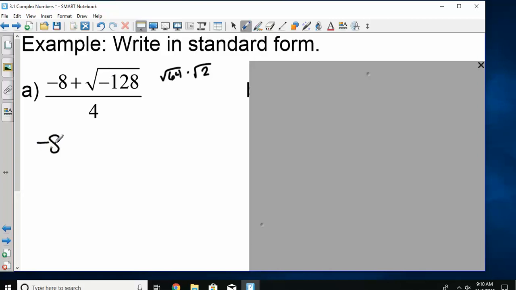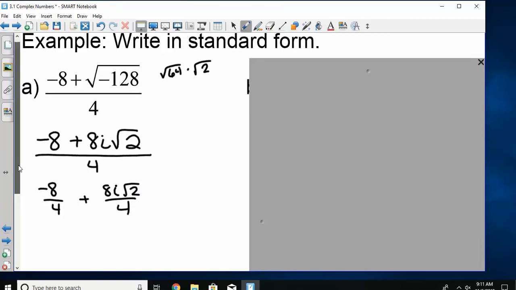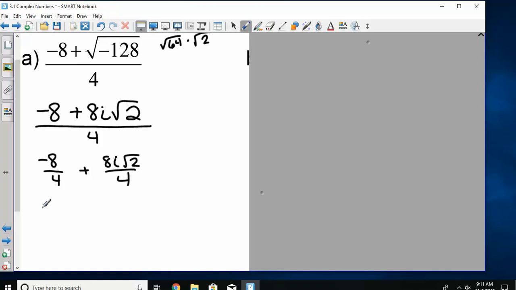So I have negative 8. Since there was a negative under here, what's going to come out? An i. Square root of 64 is 8, so I have negative 8 plus 8i radical 2 over 4. Remember, if I want standard form, we have to break this up. Put each one over our 4. So negative 8 over 4 is negative 2, plus you can reduce the numbers outside the radical. So 8 divided by 4, you could write 2i radical 2.